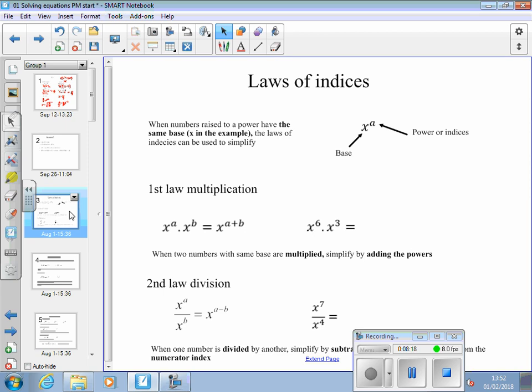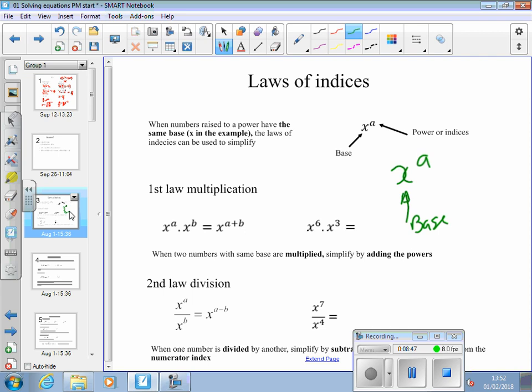So, laws of indices. First of all, we've got a number with an index, x to the a. The x is the base and the a is the power, or index. Those are the mathematical names.